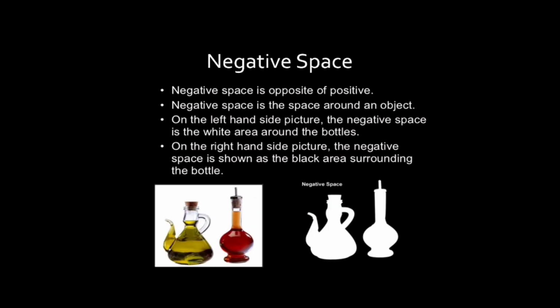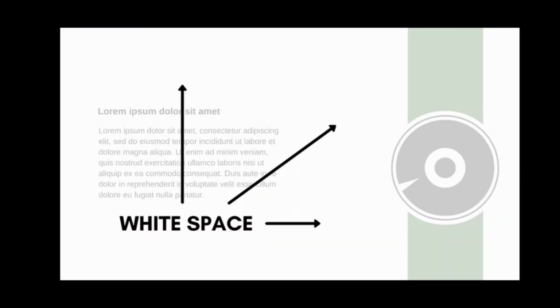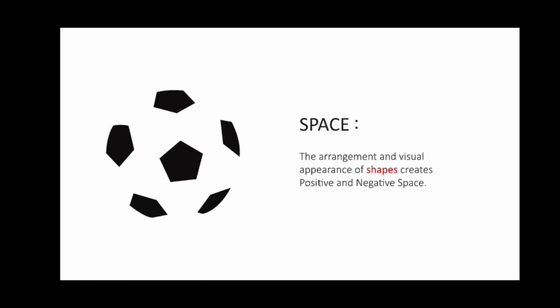And to talk about the negative space, it's just the opposite of positive space. Negative space is the space around an object. On the left-hand side picture, the negative space is the white area around the bottles. Negative space is the white space or the empty space. Basically, this is the background of your subject. Negative space avoids visual clutter and looks clean, which can help balance a composition and help focus the viewer on something specific in design. What creates positive and negative space is the arrangement and visual appearance of shapes. Negative space is also known as white space. It's basically the background of your subject.